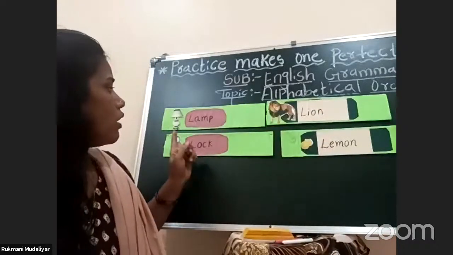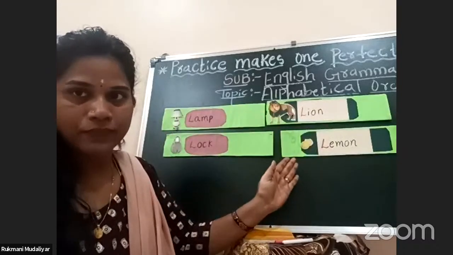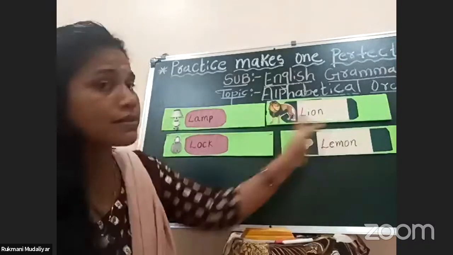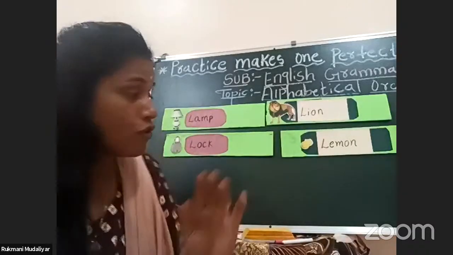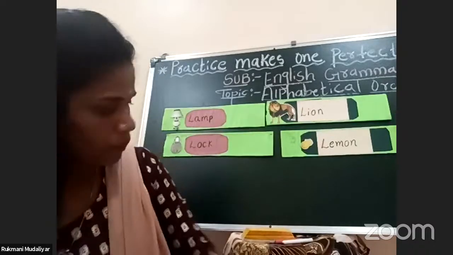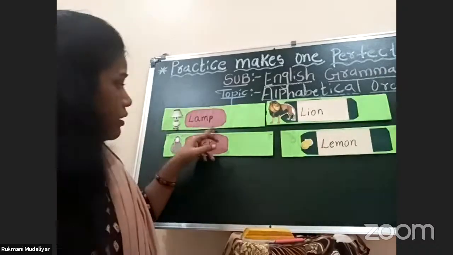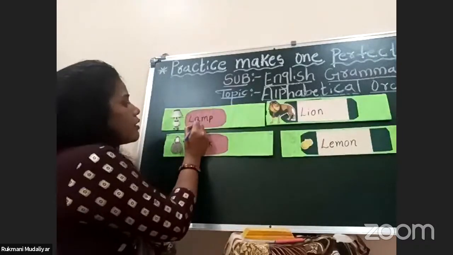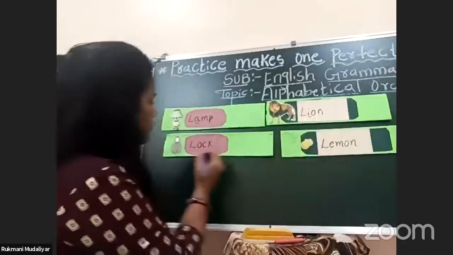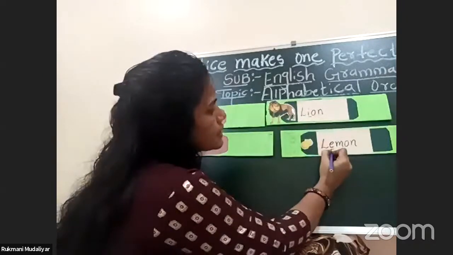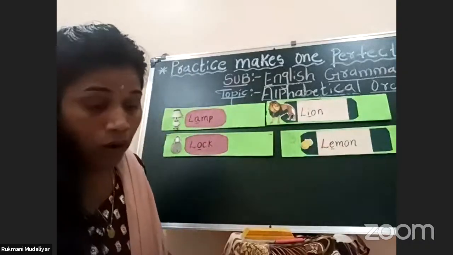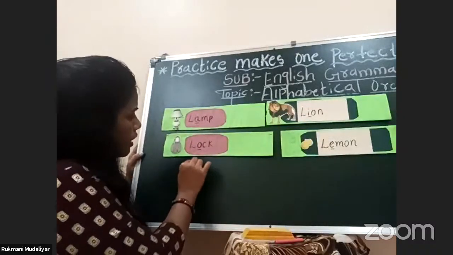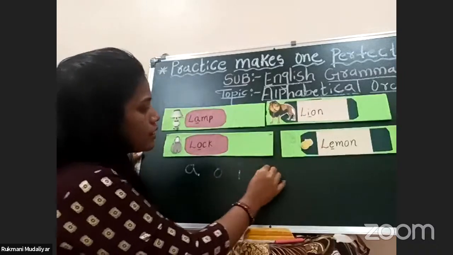In this case, the beginning letters are same. Is it or not, children? The beginning letters are same, like L, L, L. See, all the first letters are same. In this case, we have to move on to the second letter. Let us see. We can see the second letters: A, I, O, and E. Now, we have to arrange it in alphabetical order. So, which will come? A, O, I, E.